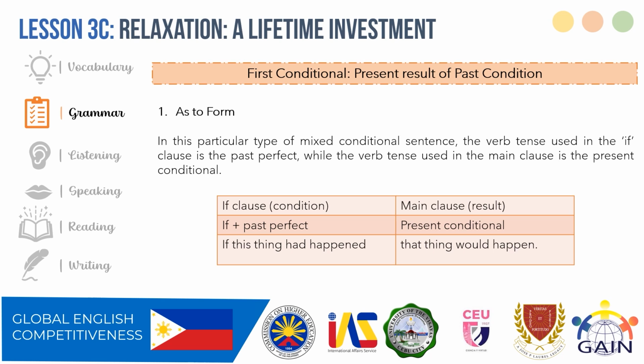In this particular type of mixed conditional sentence, the verb tense used in the if clause is the past perfect tense, while the verb tense used in the main clause is the present conditional. Take a look at the table and how it's formed. We have the if clause composed of if plus the past perfect tense of the verb, which is had plus the past participle. So for example, if this thing had happened, and then onto the main clause, we have the present conditional, that thing would happen.